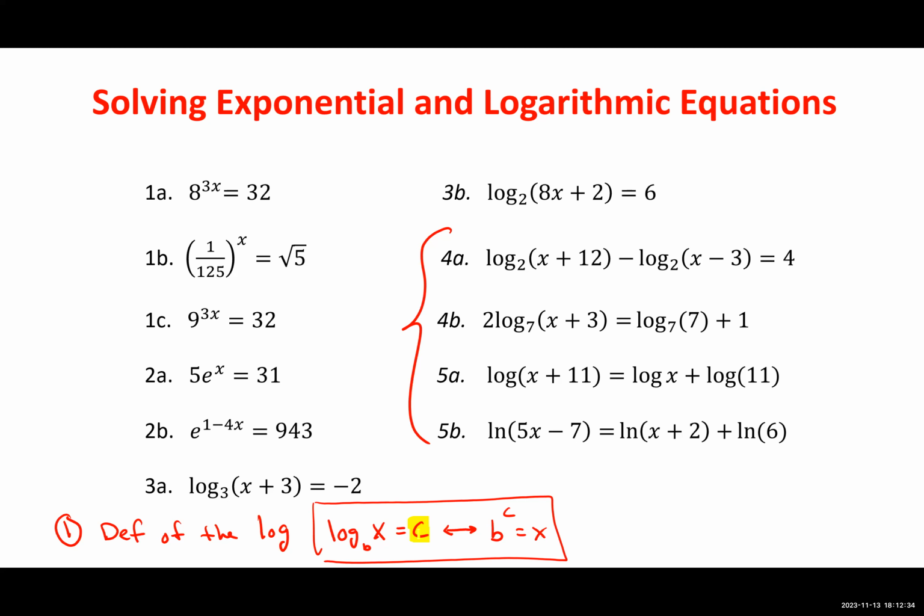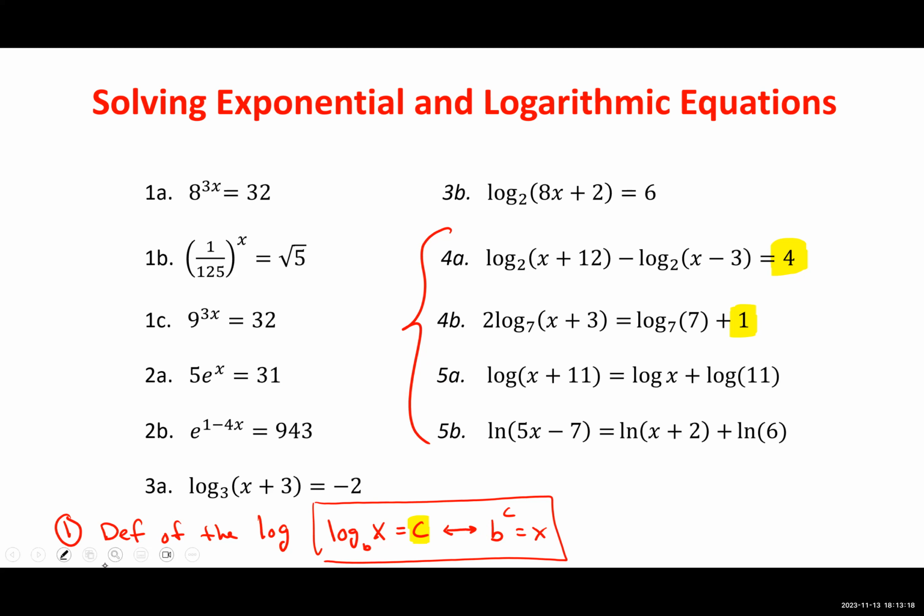So if you're going to use the definition of the logarithm, you have to have a standalone number somewhere in the equation that's not part of a logarithm. If you look at 4a, you've got the number 4 by itself. If you look at 4b, you've got a +1, so there's a 1 by itself. So we could use the definition of the logarithm in 4a and 4b. For the two problems in number 5, 5a and 5b, we cannot. We cannot use the definition of the logarithm because there is no standalone constant that's not attached to a logarithm.